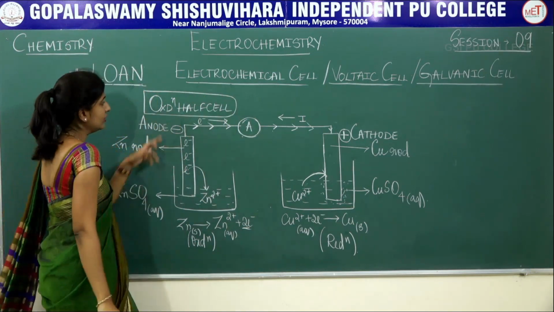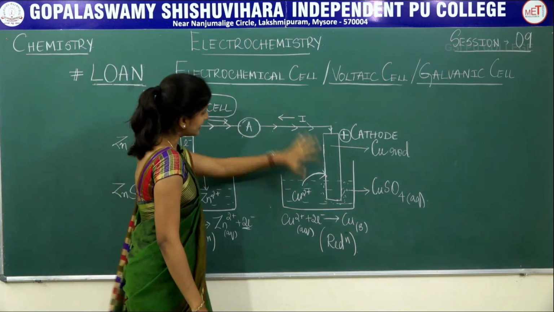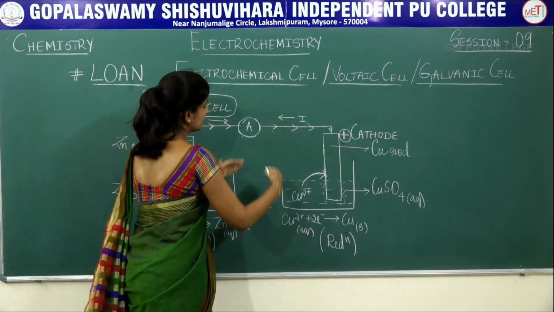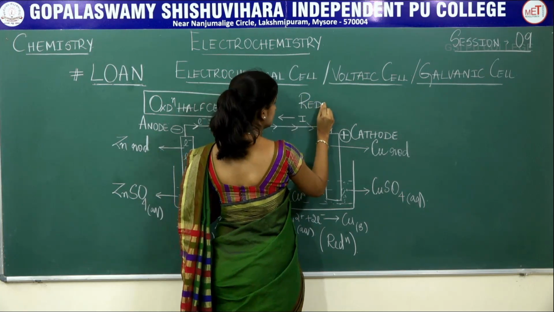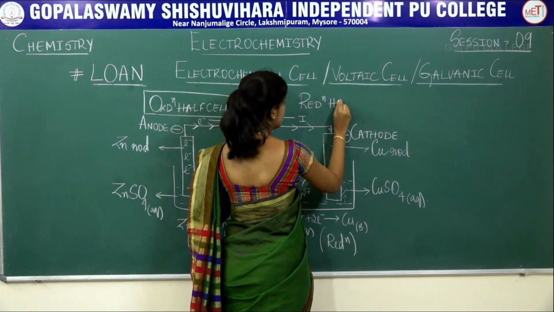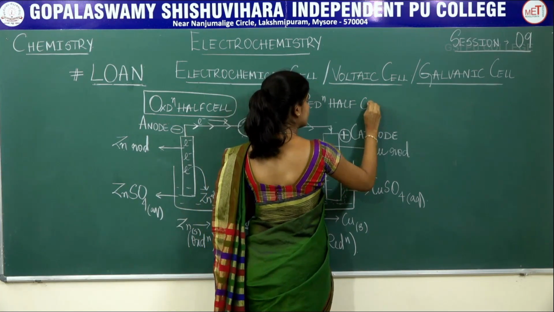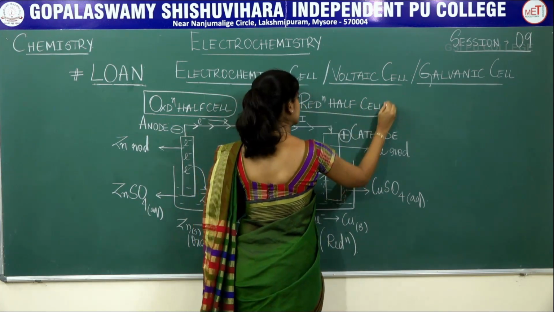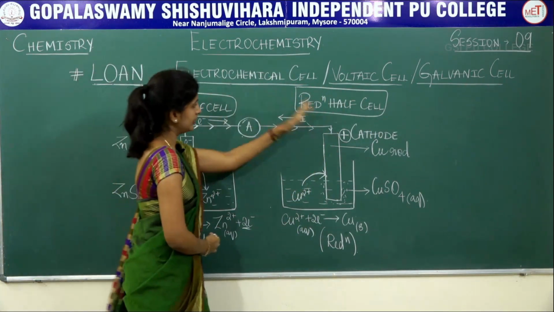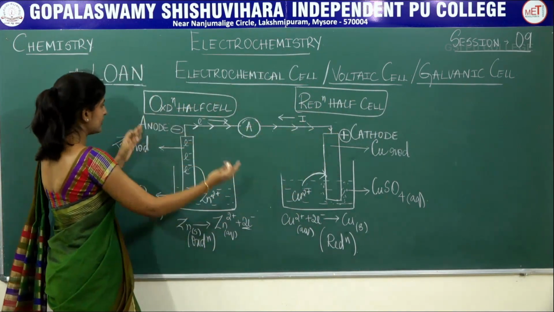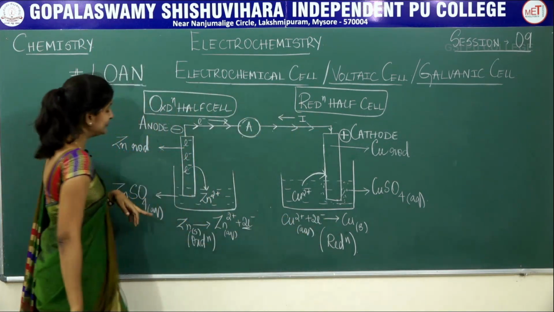Since oxidation is happening, it is called the oxidation half cell. This is the other half cell, which is called the reduction half cell. So, oxidation half cell, reduction half cell. The complete cell made of both the half cells is called your Daniell cell.